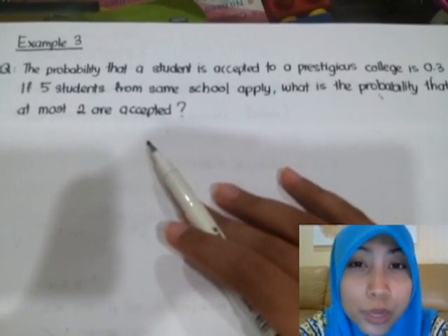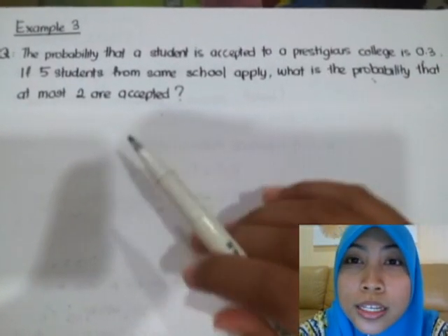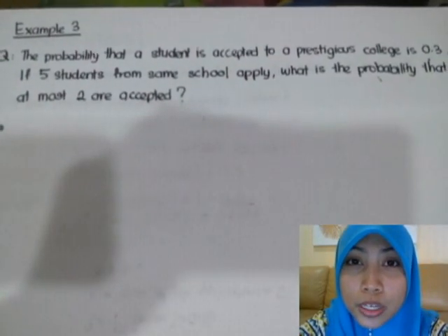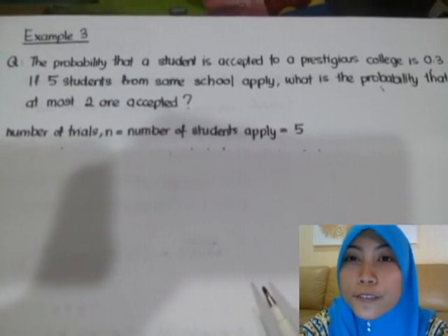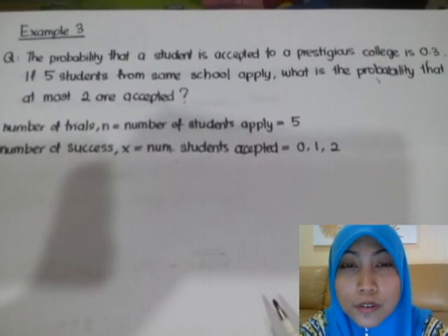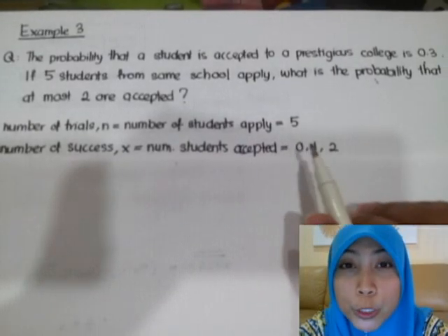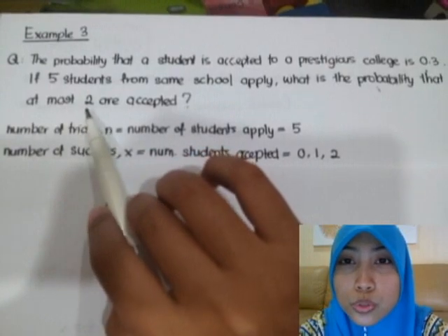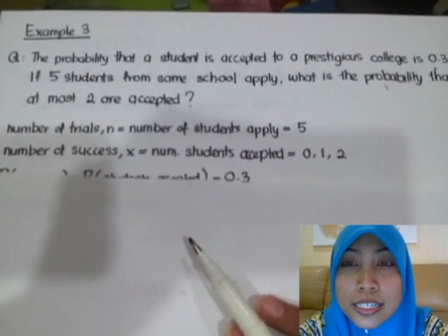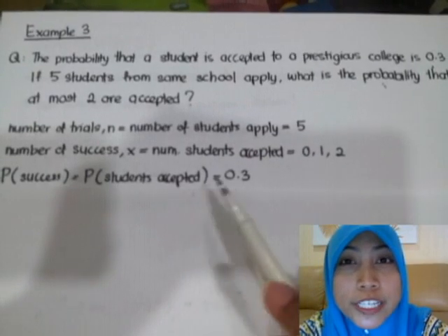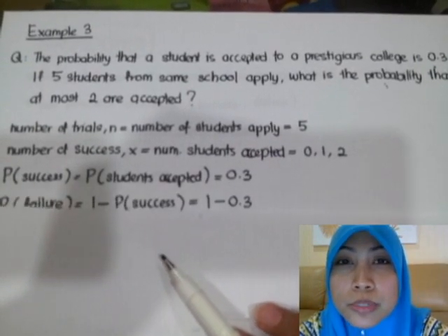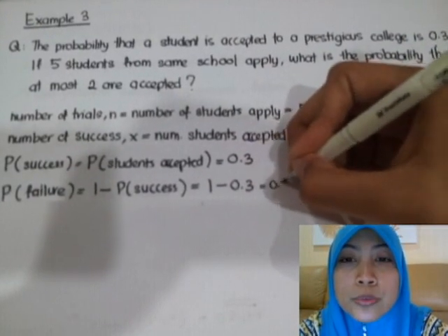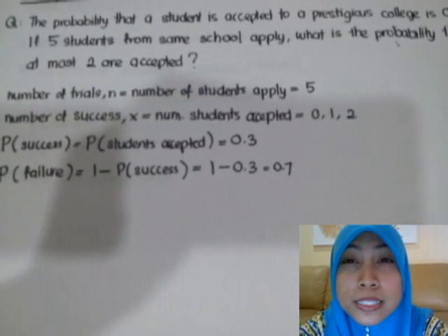Let's list down what we can get from the question. The number of trials n will be the number of students who apply, which is 5. The number of successes x will be the number of students accepted, which will be 0, 1, and 2. Why? Because the question asks for at most 2. The probability of success will be 0.3. The probability of failure will be 1 minus 0.3, which is 0.7. Okay, we have to sum all of these probabilities.